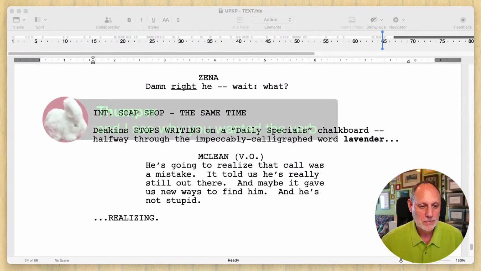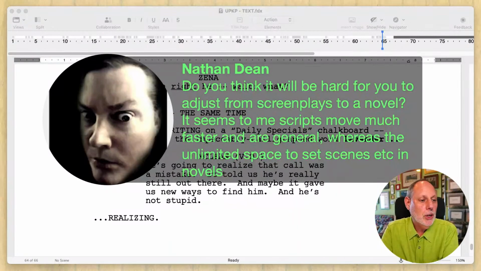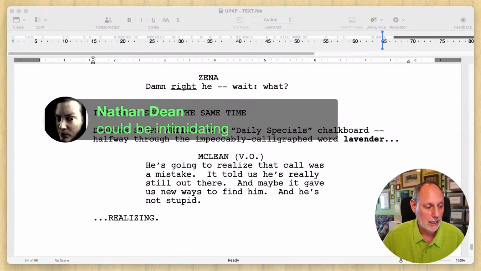Yes, congratulations, Najo. Oh, and hi, Thumper. Okay. Yeah. Okay, so let me go back to Nathan's question because I didn't see it. Do you think it'll be hard for you to adjust from screenplays to a novel? It seems to me scripts move much faster and are generally tighter, whereas the unlimited space to do scenes in novels could be intimidating.